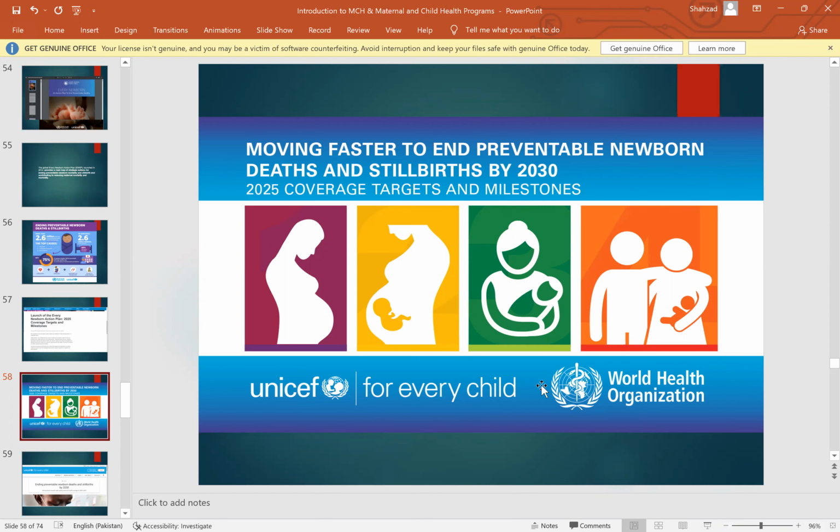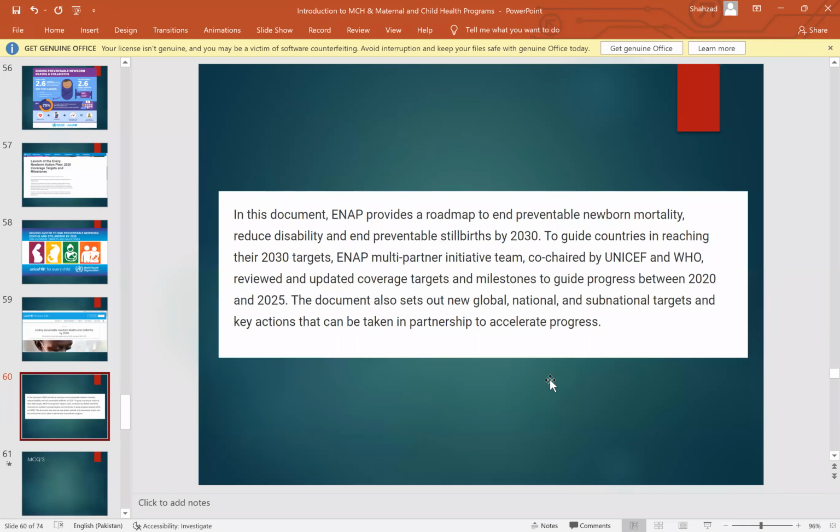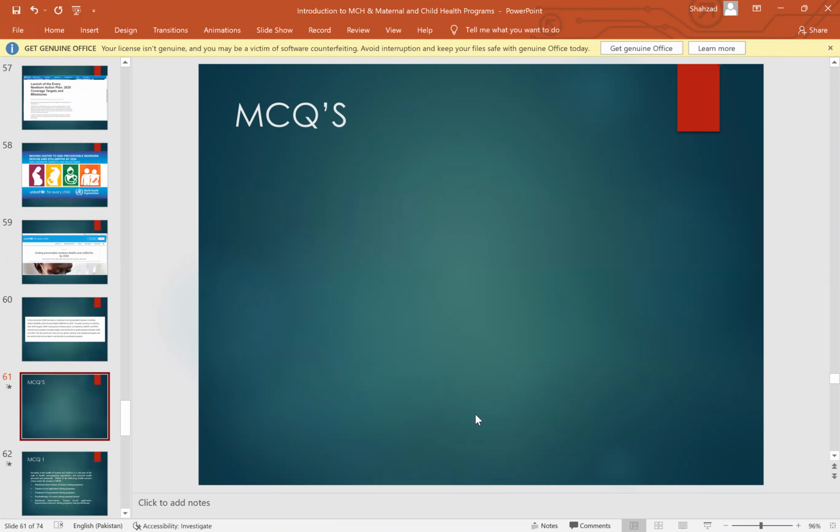2025 coverage targets and milestones. Again, the goal is to end preventable newborn deaths and stillbirths by 2030. In this document, ENAP provides a roadmap to end preventable newborn mortality, reduce disability, and prevent stillbirths by 2030. To guide countries in reaching these targets, the ENAP multi-partner initiative team, co-chaired by UNICEF and WHO, reviewed and updated coverage targets and milestones to guide progress between 2020 and 2025. The document also sets new global, national, and sub-national targets and key actions that can be taken in partnership to accelerate progress. Now moving towards the MCQs.